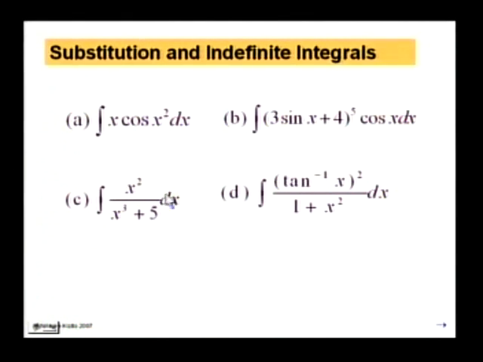So these are the things you have to do. In part A, take u equal to x squared. In B, u equals 3 sine x plus 4. And in C, u equals x cubed plus 5. Take those and then do it as homework.